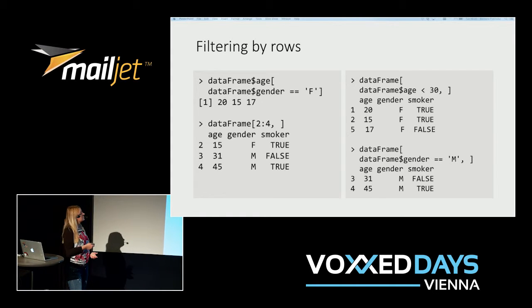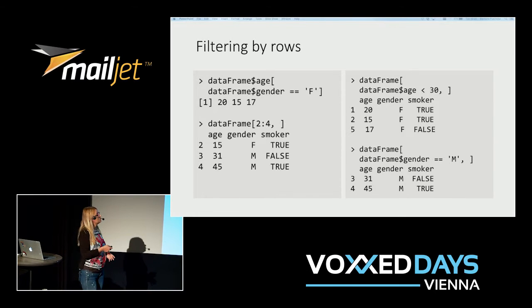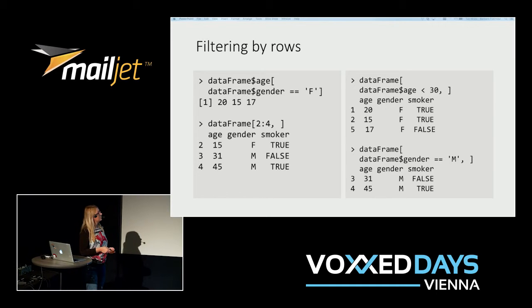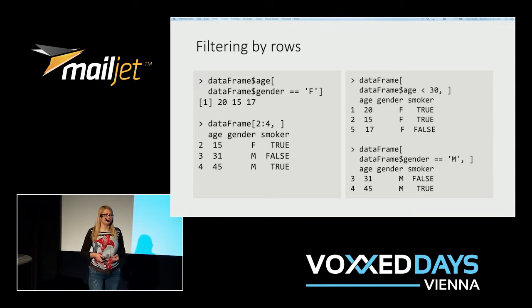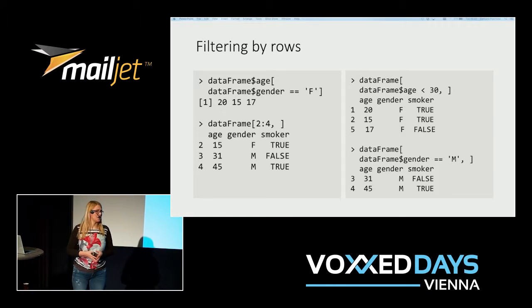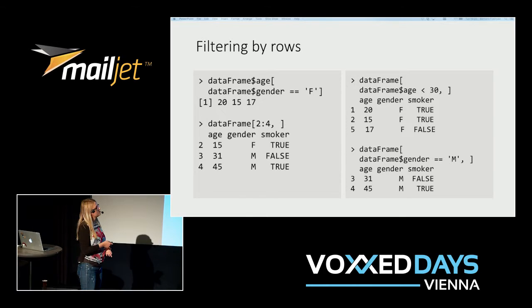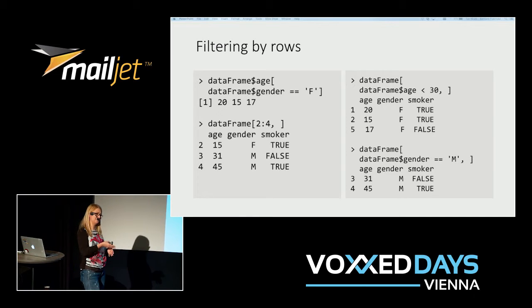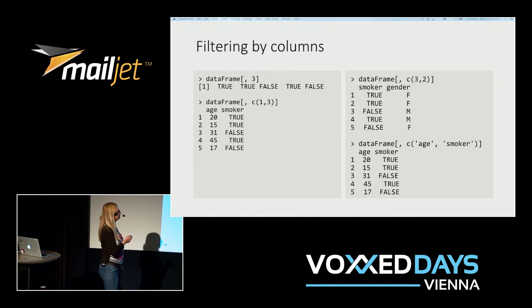You can also say that I just want elements from 2 to 4, or even some elements just by indexing them. Or I just want elements where age is less than 30, or gender is male. Notice this comma. If you forget this comma, R will return you some weird values, and you won't know why, unless you really, really understand what's under the hood of R. It just tells R that we want to filter by rows, not by columns. So rows, and after a comma, you can filter by columns.